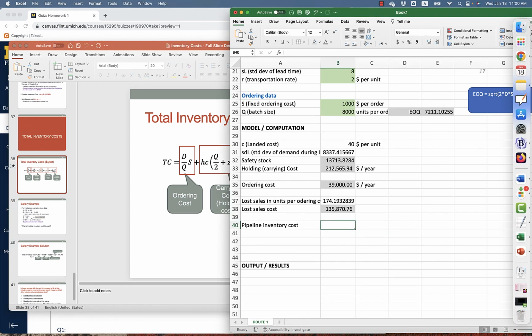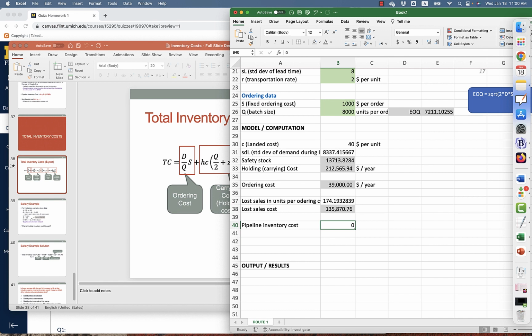Okay, now if the supplier owns the goods during transportation and you're not responsible for them and your money is not invested in them, this could be zero for you, right? You might say, well, my supplier does vendor managed inventory or something. They deliver goods to my doorstep and only then I have to pay them for the goods. They worry about transportation. They pay for transportation. They own the goods during transportation, and then you don't have pipeline inventory costs.